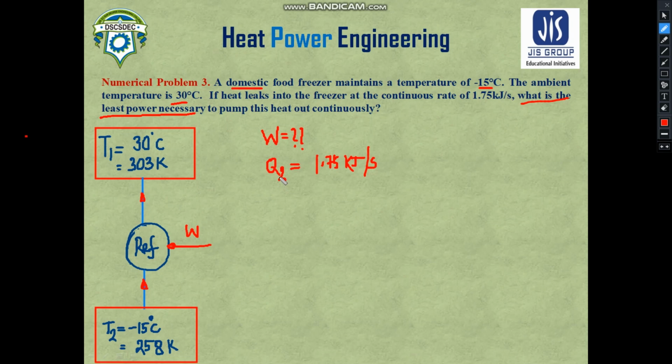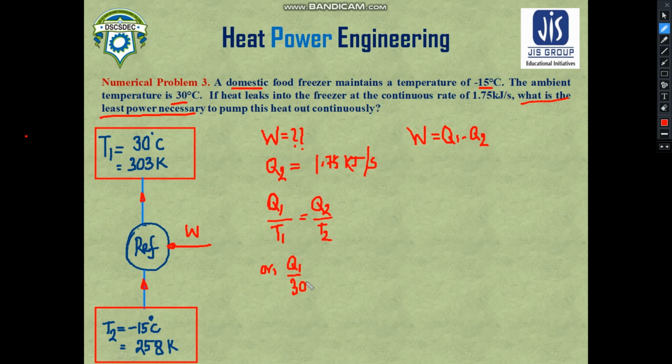Now if you have the value of Q2 with you, then for a reversible process, you can simply use this formula. Q1 by T1 is equal to Q2 by T2, or in other words you can say Q1 by Q2 is equal to T1 by T2. Now what is the value of Q1? That is the unknown thing. So why are you calculating this Q1? That must be answered, because W is equal to Q1 minus Q2. We have the value of Q2, but we don't have the value of Q1. So Q1 needs to be calculated.